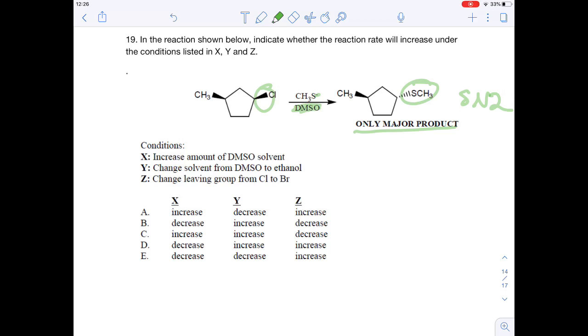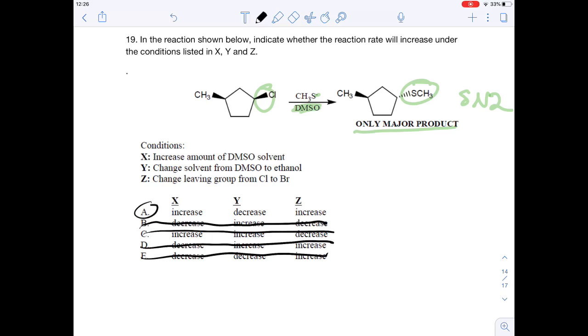Okay, so now we can look at the conditions and see whether or not this would increase the rate or decrease the rate of reaction for an SN2. So increasing the amount of DMSO solvent, that's going to increase the rate of reaction because you're giving more polar aprotic solvent. So you can eliminate anything where it says that X will decrease the rate of reaction. So eliminate B, D, and E. Okay. Y says change the solvent from DMSO to ethanol. So you're going from polar aprotic, which is characteristic of SN2, to a polar protic, which is characteristic of SN1. So that is definitely going to decrease the rate of your SN2 reaction. So right off the bat, you can eliminate C, and the answer is A. For this question specifically, you don't have to remember which of the leaving groups is better, but just a reminder that I is the best, then Br, then Cl, then F, okay? So the answer to number 19 is going to be A.